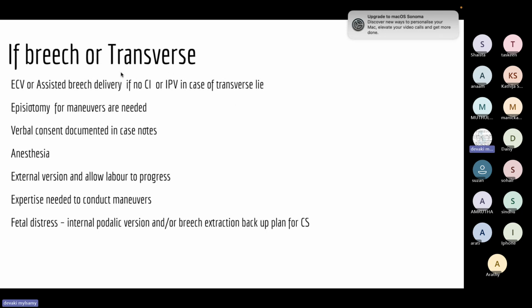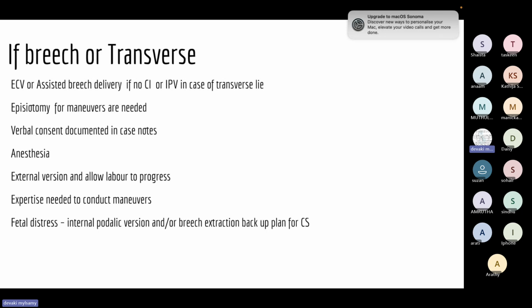Now, if it is a breech baby which has been confirmed by ultrasonography and there is no contraindication per se, consenting is very important. The need for episiotomy is very important, meaning here episiotomy will be needed. Verbal consent can be documented in case details. Adequate anesthesia or analgesia in the form of epidural analgesia can be done.